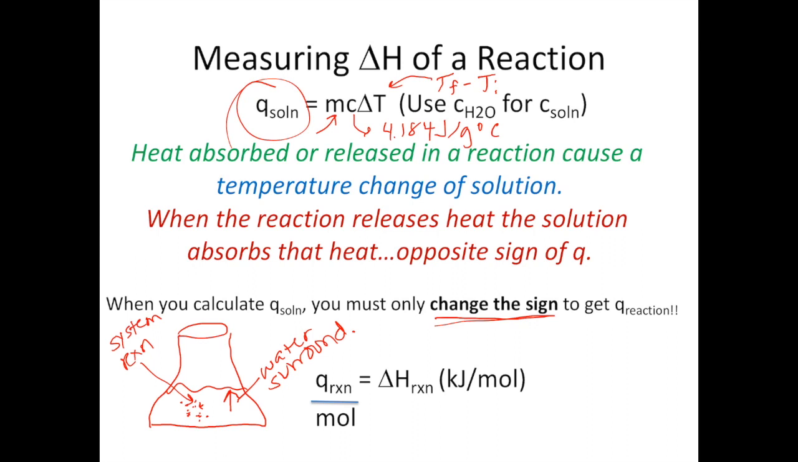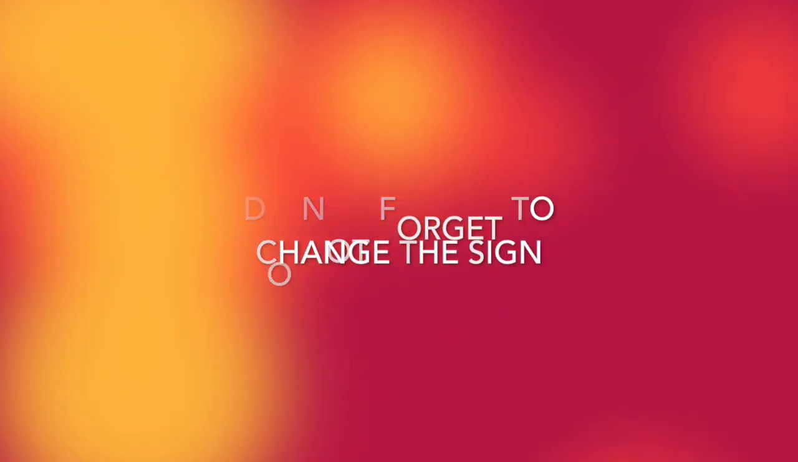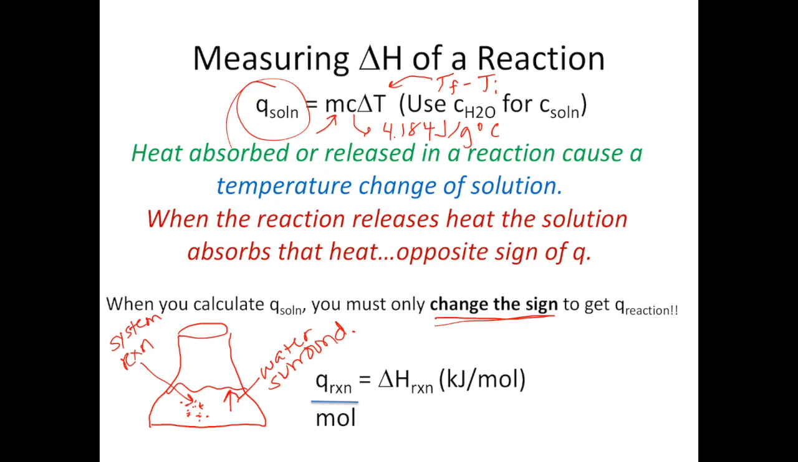Okay, so the solution will change temperature, but remember that we need to change the sign to get Q reaction, because if the water temperature goes up, this is going to be positive because final minus initial will be a positive, but it's an exothermic reaction. So we've got to remember to change the sign. Okay, don't forget to change the sign. If your water temperature goes down, you're going to calculate a Q that is negative because your temperature has gone down. But the solution is negative. The actual reaction, the system, is positive.